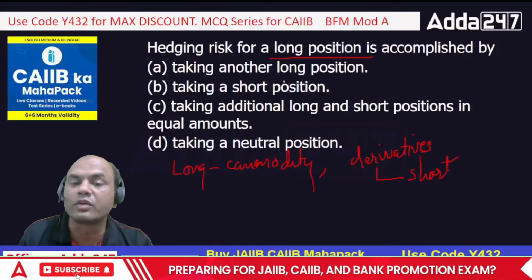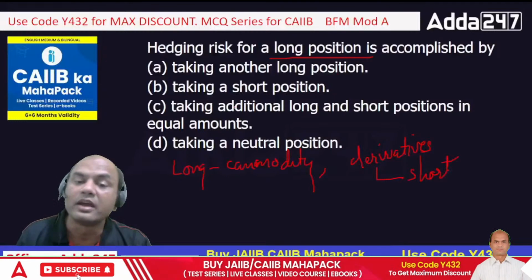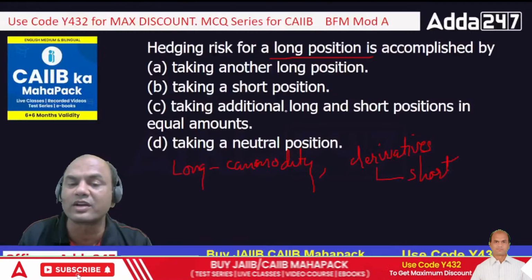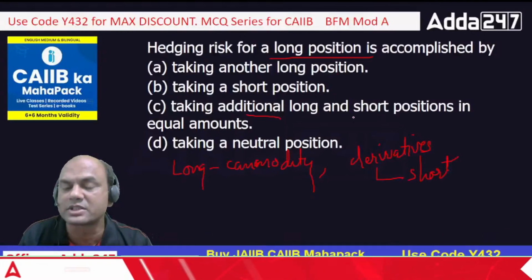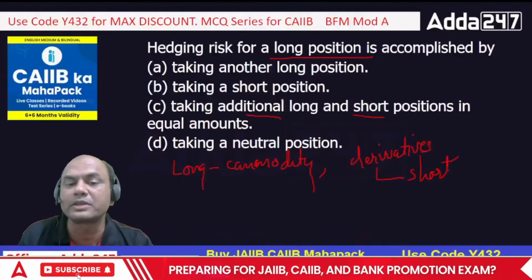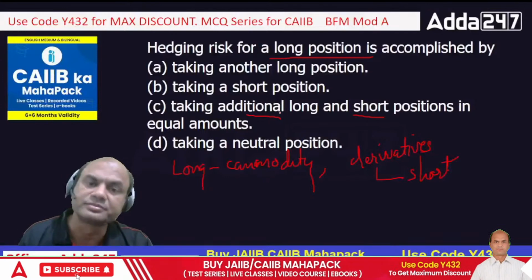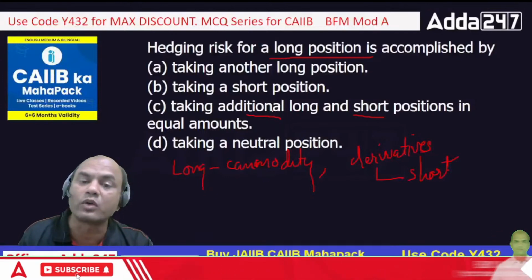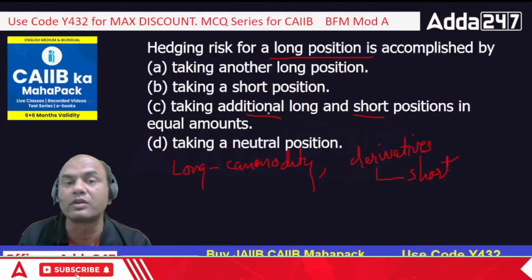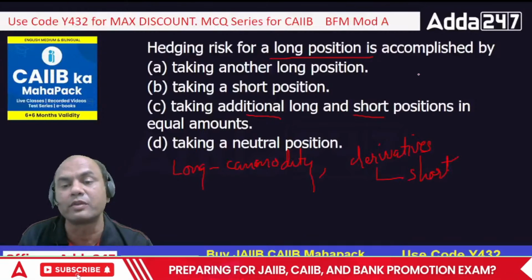Okay. So what is the answer over here? Taking another long, taking a short position. Additional long and short. Now additional long and short means what? You are neutralizing your position. I am buying 100 plus and 100 minus. So answer is 0. Isn't it? So it's of no use. Right? It's called a condor situation. Condor they call it. Condor means I buy equal amount of long and short.